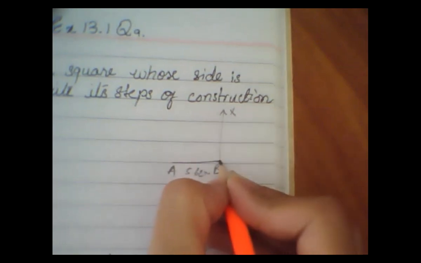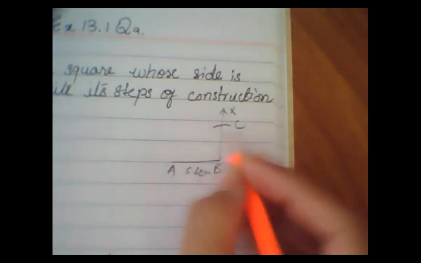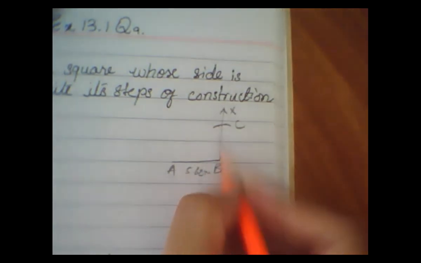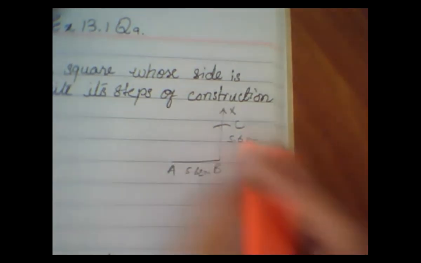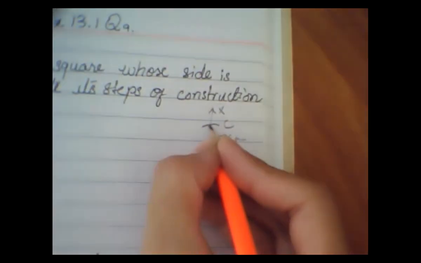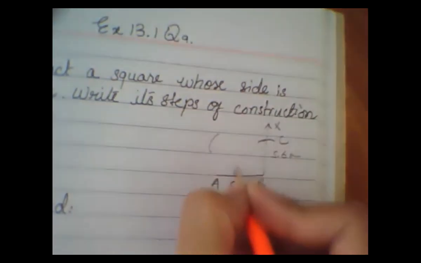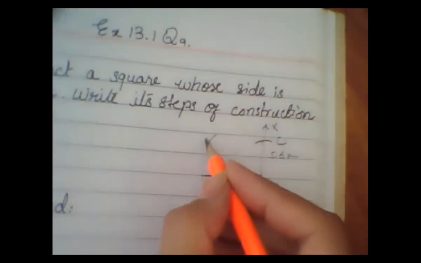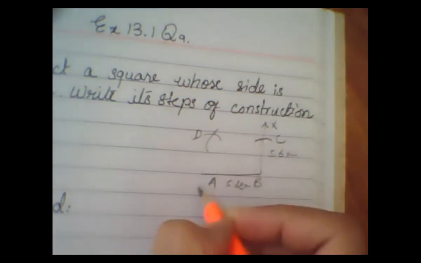Then I have to put the compass on B and draw this arc. This arc gives you C. With which measurement do we draw this arc? With the measurement of 5.6 centimeter, right? Now we put the compass on C and draw an arc of 5.6 centimeter. Then we put the compass on point A and draw an arc here which intersects the previous arc at point D. Now finally join C to D and A to D.